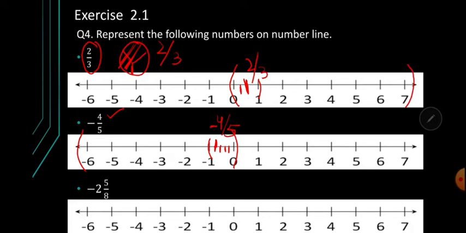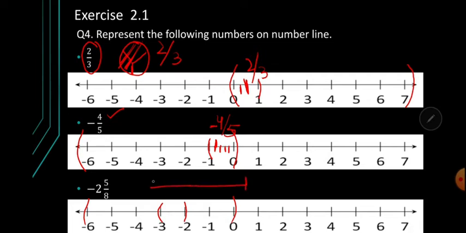Now come to another question, which is minus 2 and 5 by 8. This is a mixed fraction. Since this is negative, we consider the negative side. Now minus 2 is a whole number, so we plot this between minus 2 and minus 3. Now we divide minus 2 and minus 3 into 8 equal parts and then consider the fifth one.